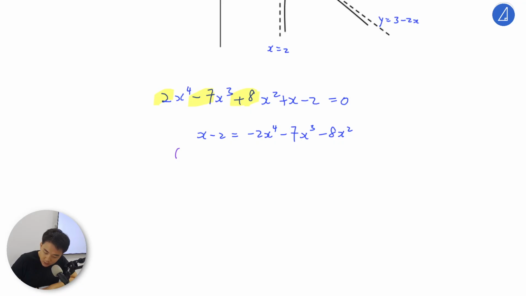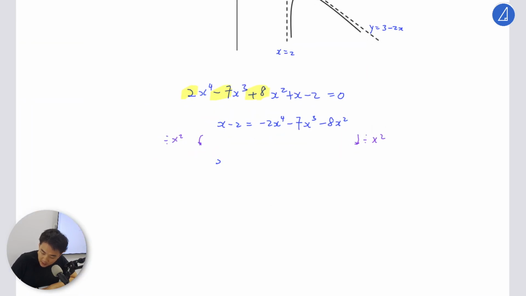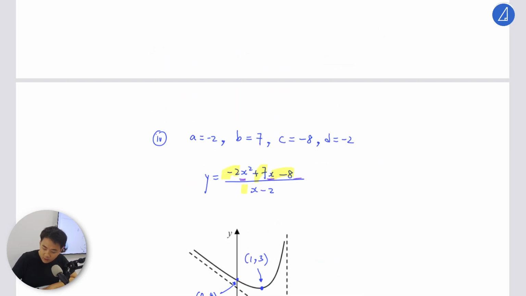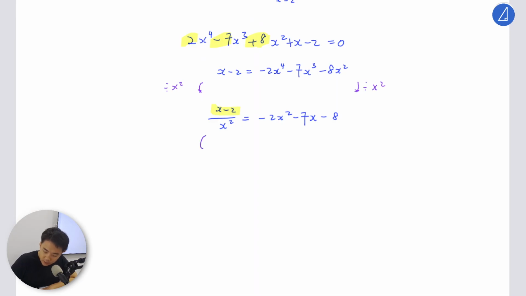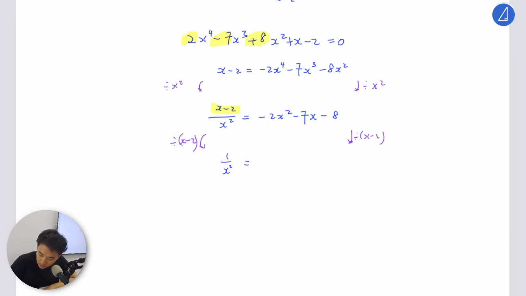So here we could just divide by x squared, right? Divide by x squared. Okay, when I divide by x squared, I would get the graph that I'm looking at. So this guy will be x minus 2 over x squared equals minus 2x squared minus 7x minus 8. Okay, there you go. Obviously you need to divide by x squared to get the original curve, right? So this is 1 over x squared equals minus 2x squared minus 7x minus 8 over x minus 2. So you can see that this is your y1, which is the curve, and this is your y2, which is not very hard to see the graph, right?